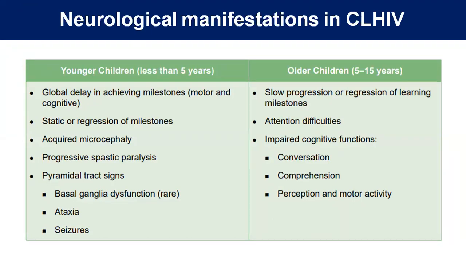In older children, they usually present with progression or regression of learning milestones. They will have attention difficulties, poor school performance. They will have impaired cognitive function. They will have difficulty in conversation, in comprehension, in perception, and various motor activities.